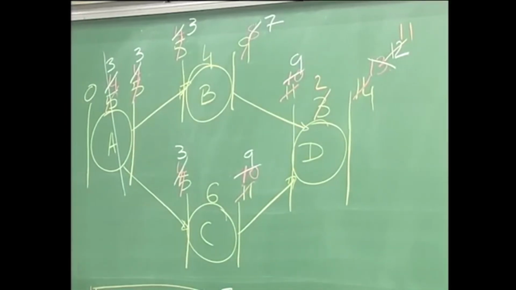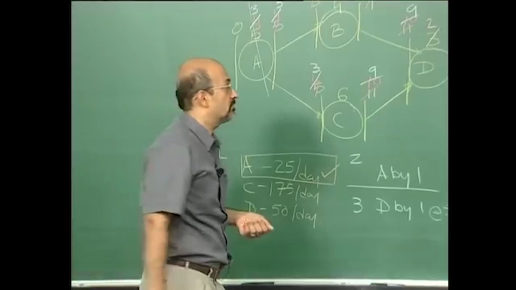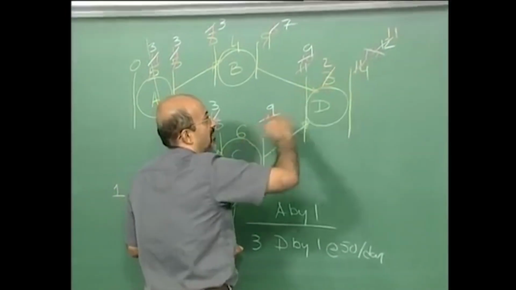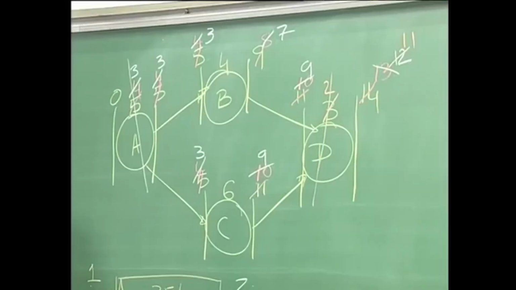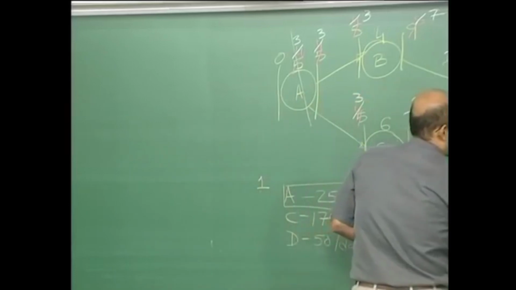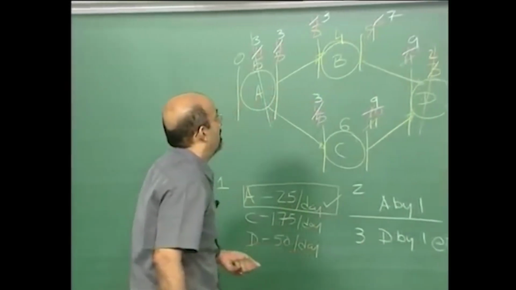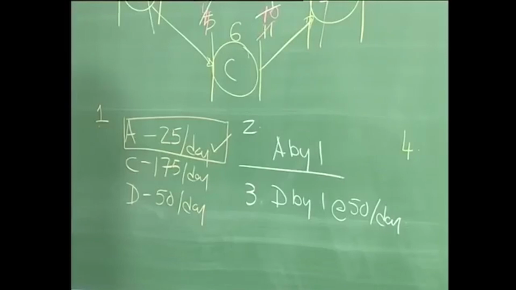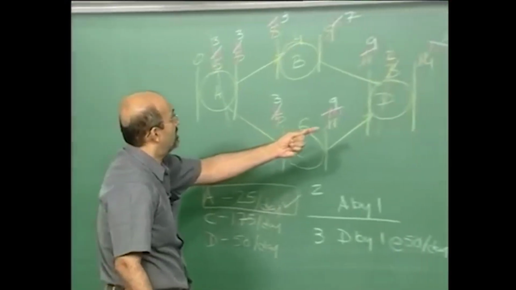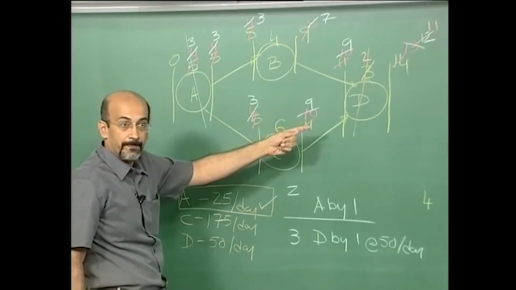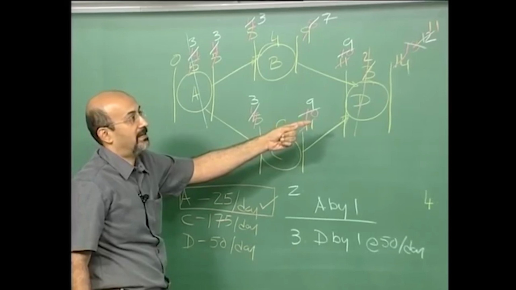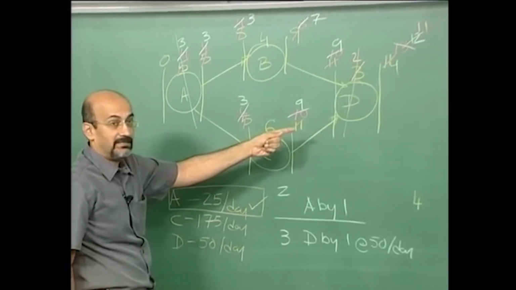What has happened to D now? So D has also reached the maximum crash, I can't move this anymore, and we are now going to the fourth step, where what are my options? A is fully crashed, D is fully crashed, my critical path still goes through C, and how many days can I crash C by? 3 days.